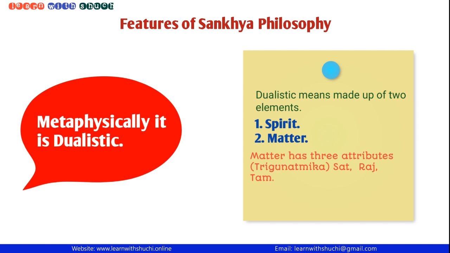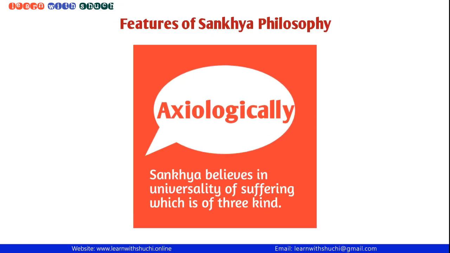The matter or prakriti has three attributes, so it is known as Trigunatmika. These three attributes are Sat, Raj and Tam. According to the Sankhya philosophy, the main aim of a person's life is to free oneself from the three kinds of miseries. Sankhya believes in the universality of suffering, which is of three kinds.